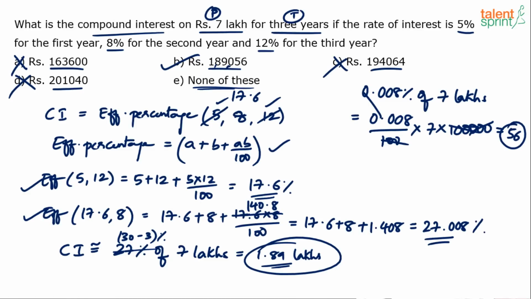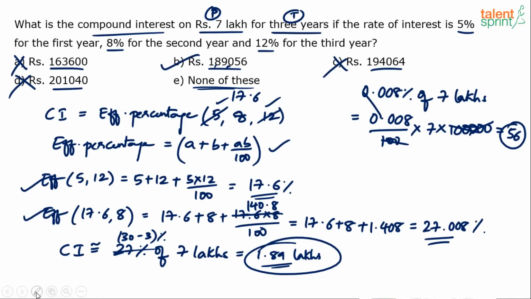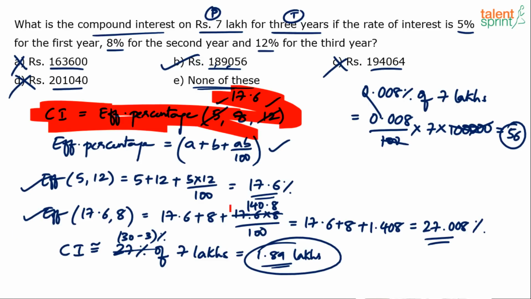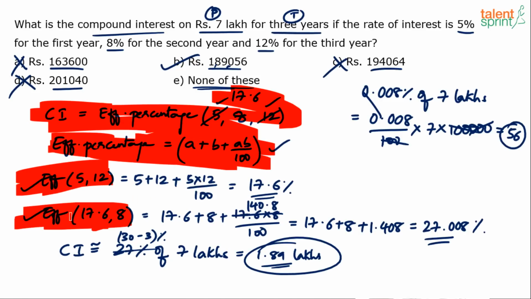Please do not go by the length of the explanation or the number of steps that I've put on paper. If you observe, many of these steps can be avoided. These are redundant steps, some of them only for the sake of explanation. Like whatever I've written here, Ci equals to this part, or effective percentage formula, not required. Or effective of 5 and 12, not required. Effective of 17 and 6.8, 70.6 and 8, not required. Just play with the numbers. This calculation, and then this calculation, and then this calculation. I think these are the only 3 steps.